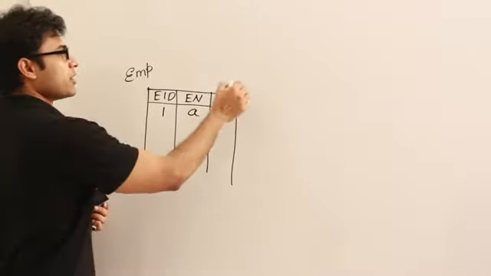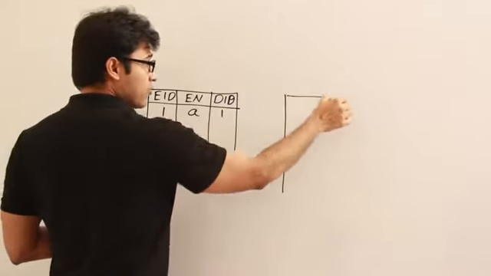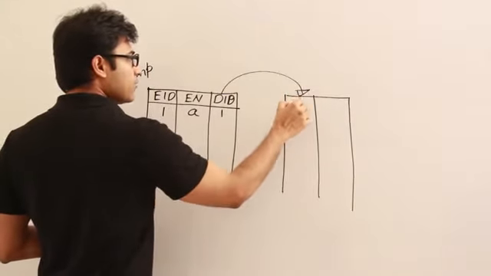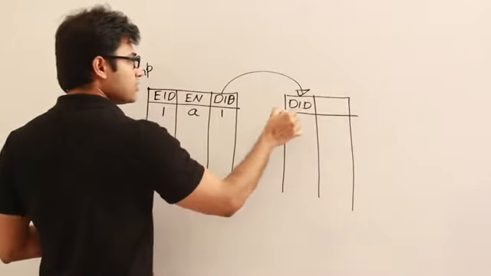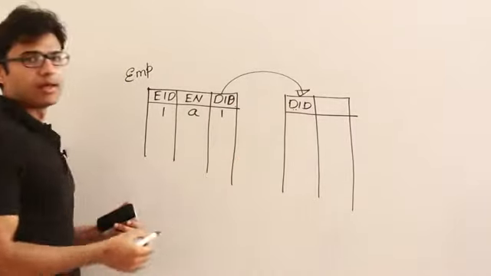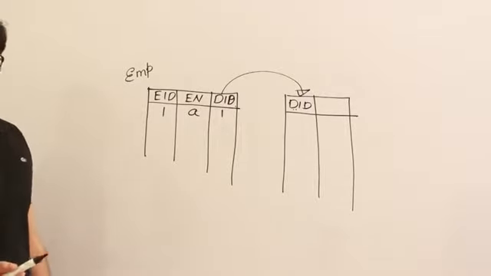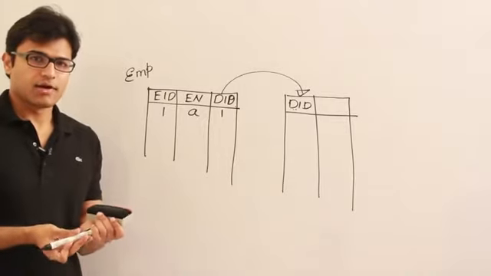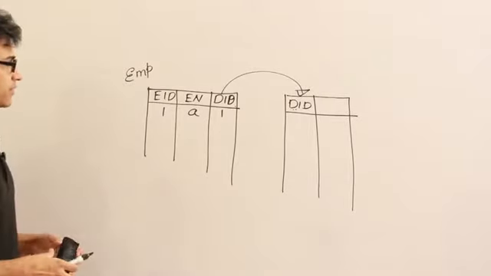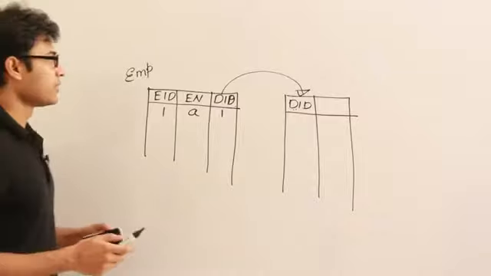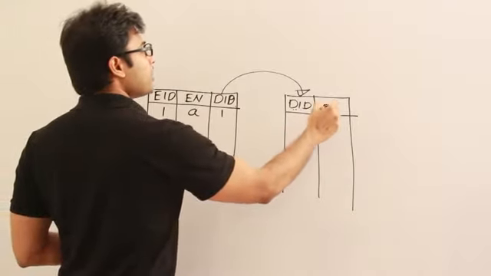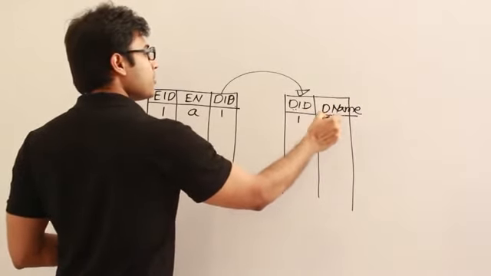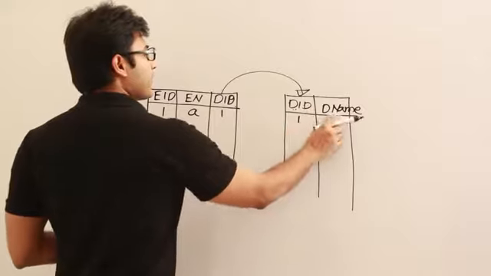And now what should this department ID be? We know that it has to be a foreign key referring to the department, right? Now this department ID will refer to the department ID. These two fields need not have the same name. It is a good practice to avoid same names, even though they have the same meaning. We shall see why later. Now, department name: department number is 1, department name is, let us say, computer science.